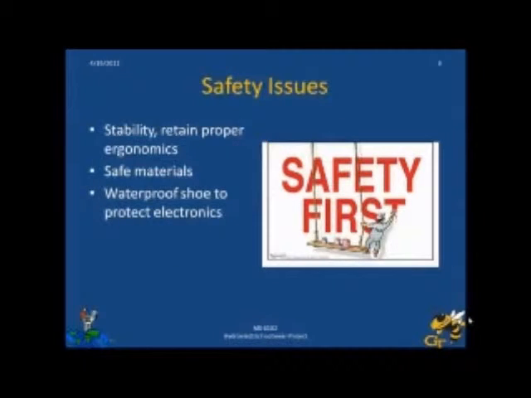Safety issues. Since we are taking what is a normal shoe and adding electrical devices to the sole of the shoe, we want to make sure that this product that we are bringing to market is safe, it's stable, it retains proper ergonomics, and again, since it is electronics, we want to make sure that it's waterproof enough to keep moisture away from those electronics.